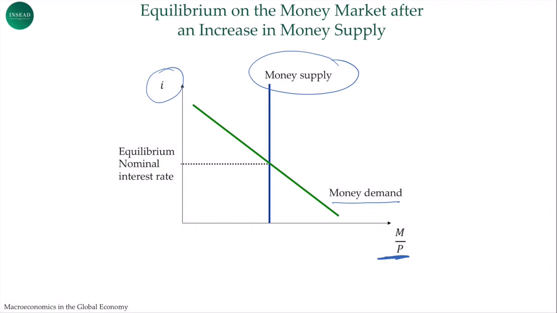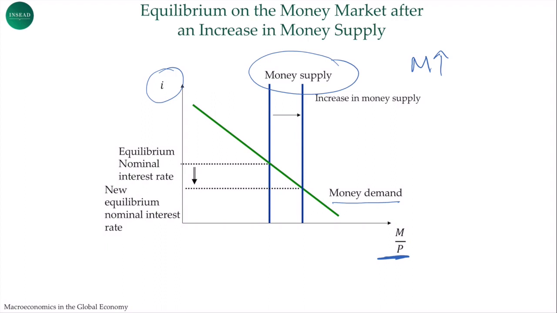Let's start with a notion that central banks can change liquidity, so they affect quantities. What if the central bank increases the supply of money? What do we learn from this market? Well, we learn that the vertical line is going to shift to the right, and in equilibrium, we're going to see a lower interest rate. So there's going to be an inverse relationship between interest rates and the quantity of money.